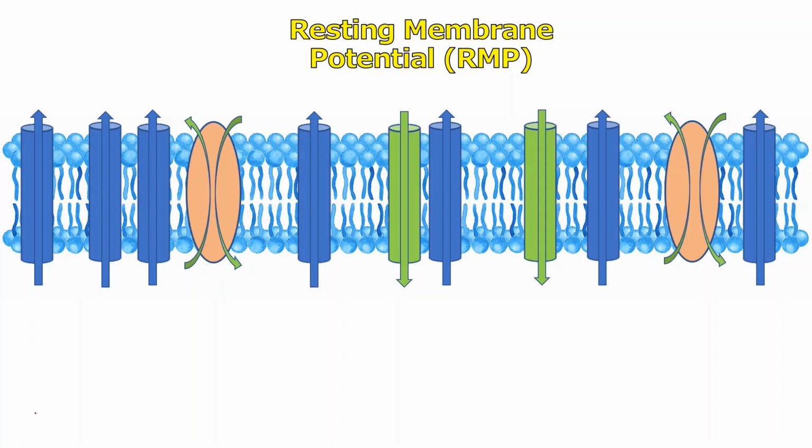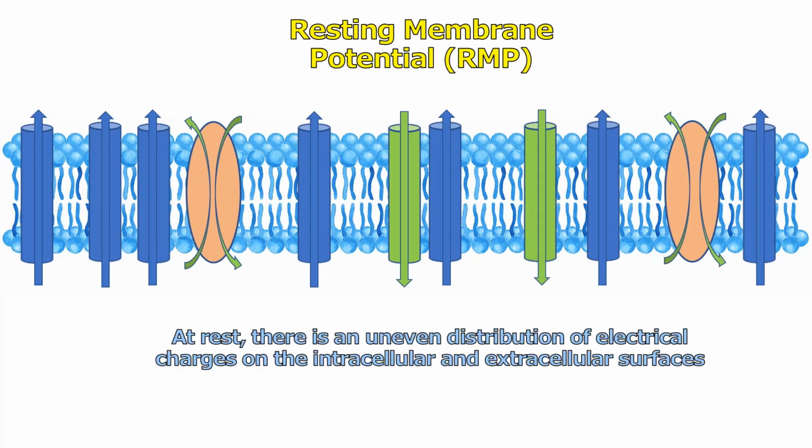So what I'm seeing here in this first image is a cell membrane. I can see the phospholipid bilayer in the background. And then I see a whole bunch of these cylinders and ovals and arrows, and we'll get to that in just a moment. The first statement I need to make is that right now we're looking at a membrane at rest. And we're going to introduce this topic of what's called the resting membrane potential.